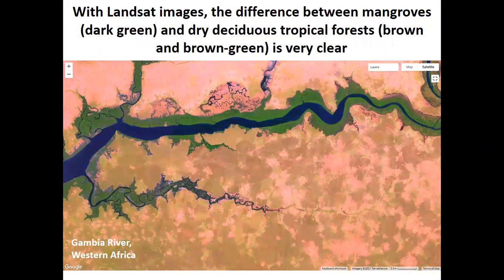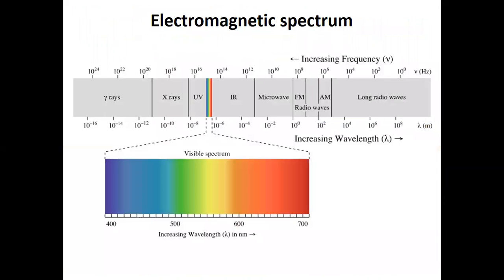But why is some of this information more informative? It is partly because we are using light which is invisible to our own eyes, the infrared light. Let me remind you a little bit about this very basic stuff, the electromagnetic spectrum.